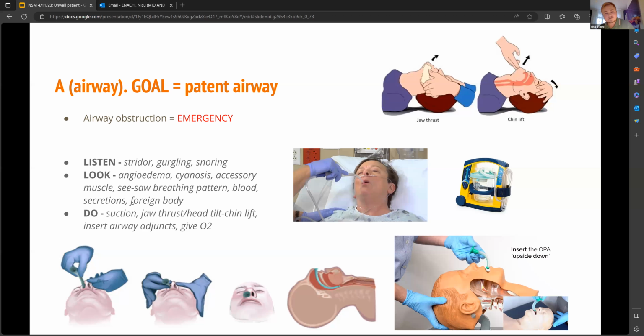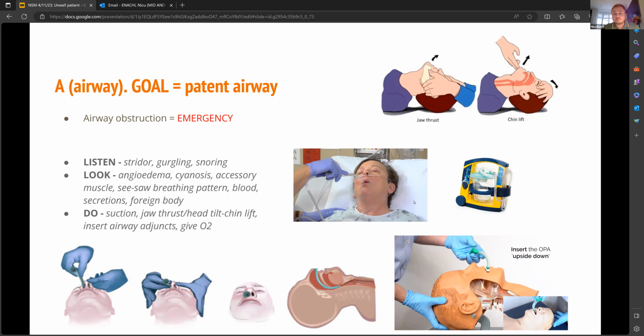We're going to look at the patient as we listen, for any facial swelling, lip, tongue, neck swelling. Are they blue? Are they cyanosed? Do they use accessory muscles when they breathe? Is their abdomen and chest moving in a seesaw breathing pattern? Can we see any secretions coming out of the mouth or any foreign body sticking out, like dentures very often? So things that we can do as the doctor assessing the unwell patient is ask for suction if we think there are secretions to be suctioned, like vomit or blood. This is commonly what we find in NHS hospitals.